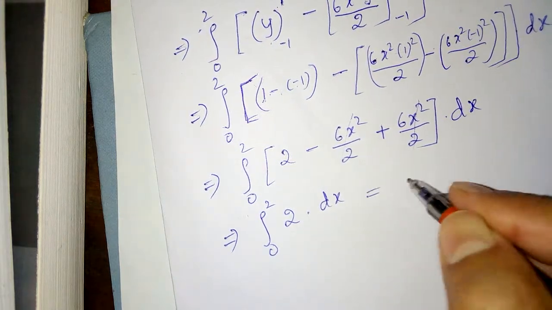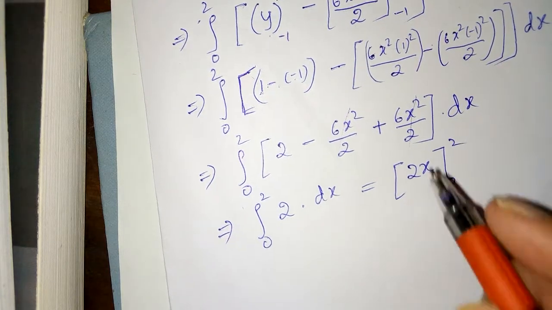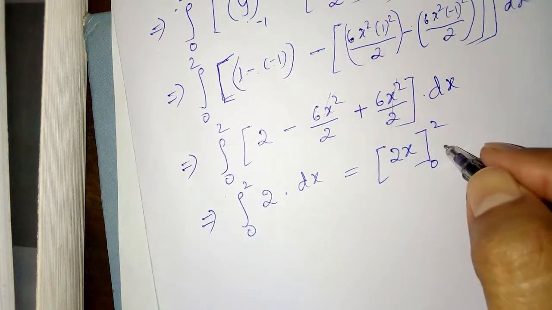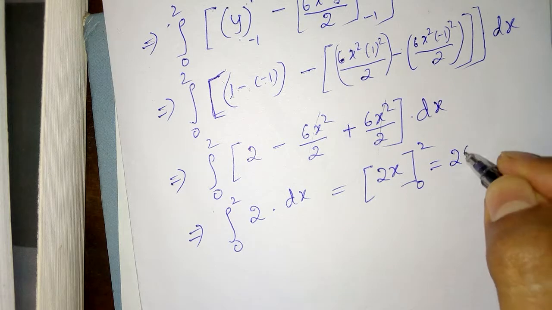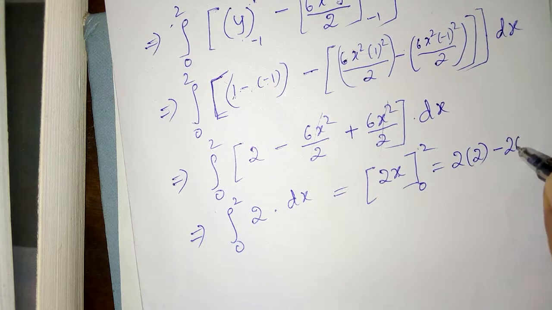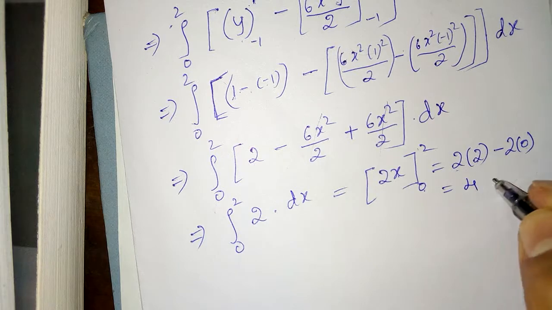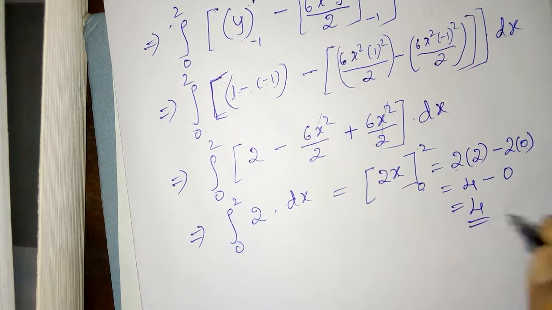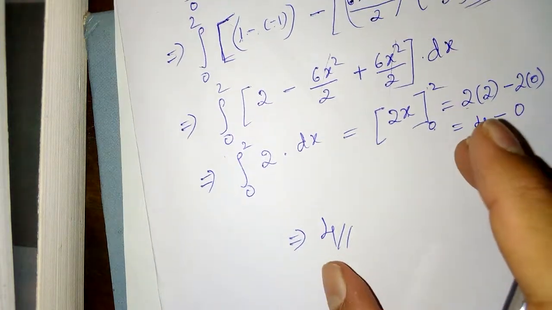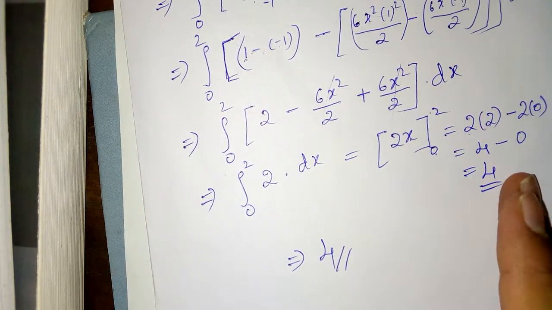Now the integration of this one is 2x from 0 to 2. If we apply these values, then it becomes 2 into 2, in the place of x we put 2, minus 2 into 0. 2 into 0 is 0, and 2 into 2 is 4. 4 minus 0 is 4. So the value of this integral is 4. In this manner we can find the value of an integral using Fubini's theorem.